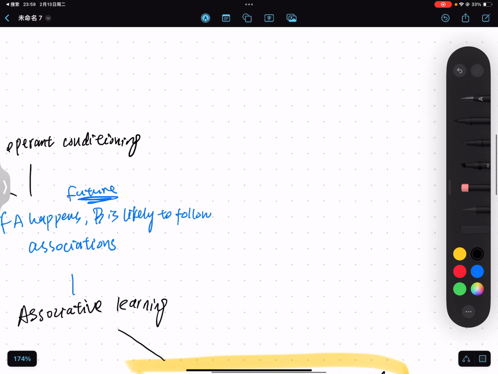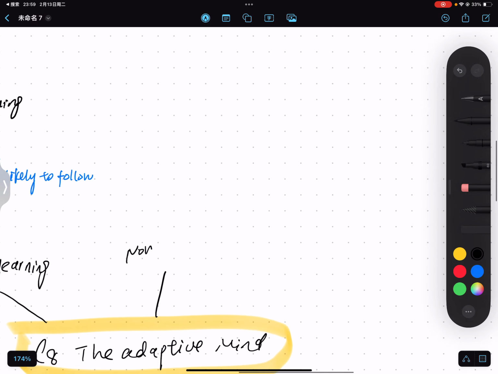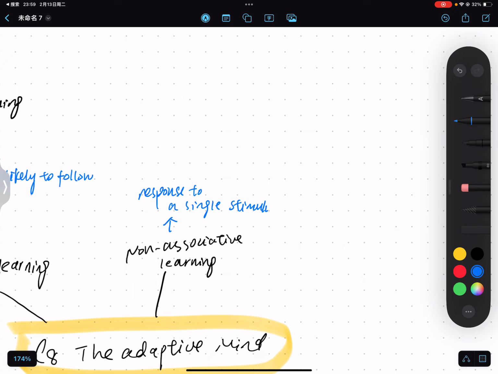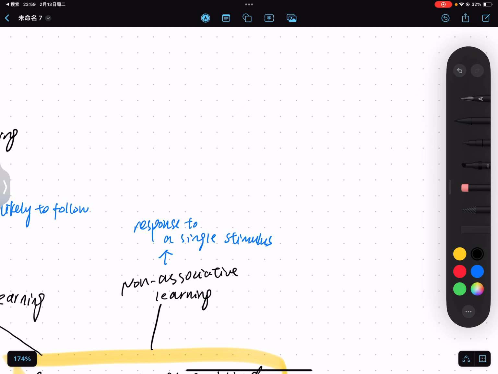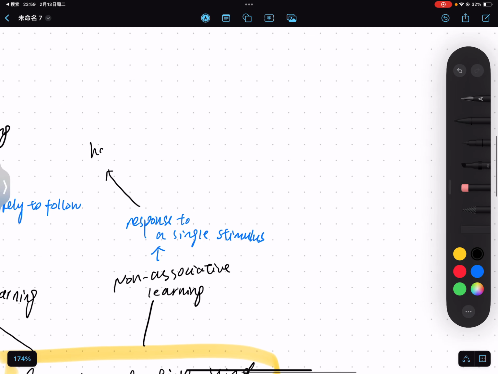So let's move to the second part, non-associative learning. Non-associative learning involves a changing magnitude of response to a single stimulus. There are two important kinds of non-associative learning. One is called habituation, and it reduces our reaction to repeated experience.